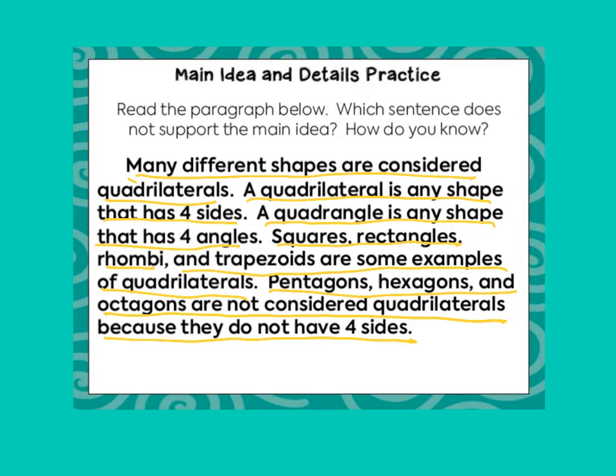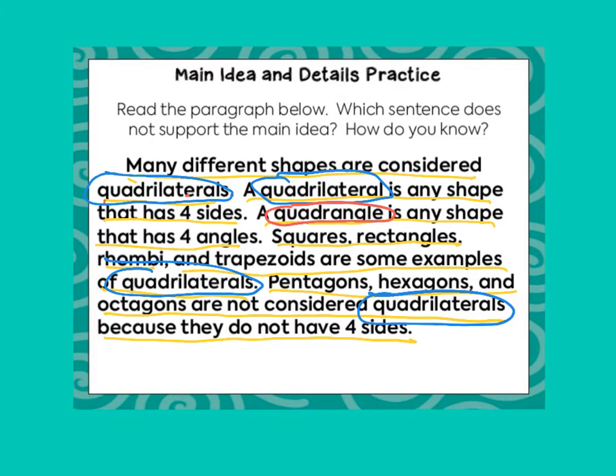All right, thinking about one word that I heard a lot, and it's kind of a mouthful to say, is quadrilaterals. So this is my topic. Here it is again and again. Okay, now this one was mentioned, a quadrangle. Okay, that is not a quadrilateral because it's talking about angles. So a quadrilateral is any shape that has four sides. Yes, that fits with many different shapes are considered quadrilaterals.